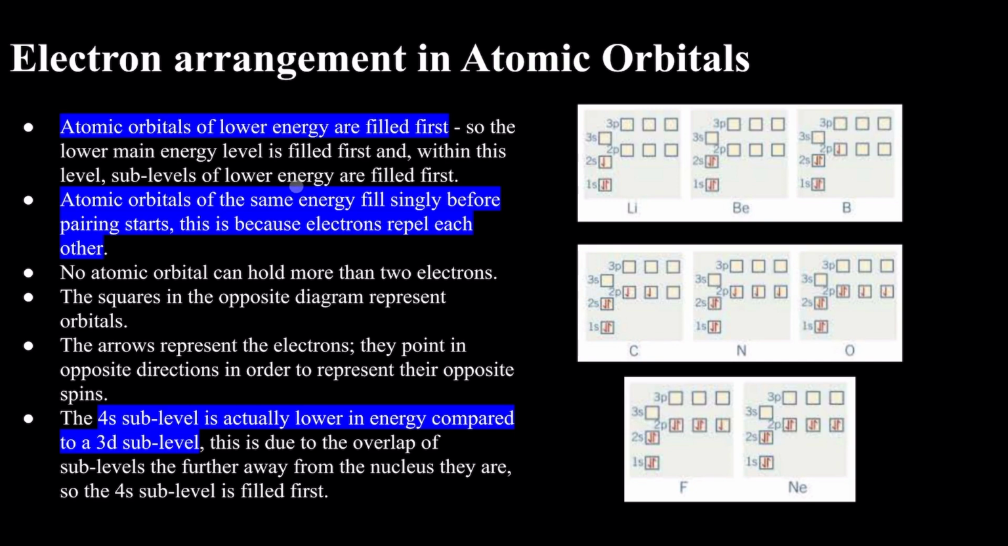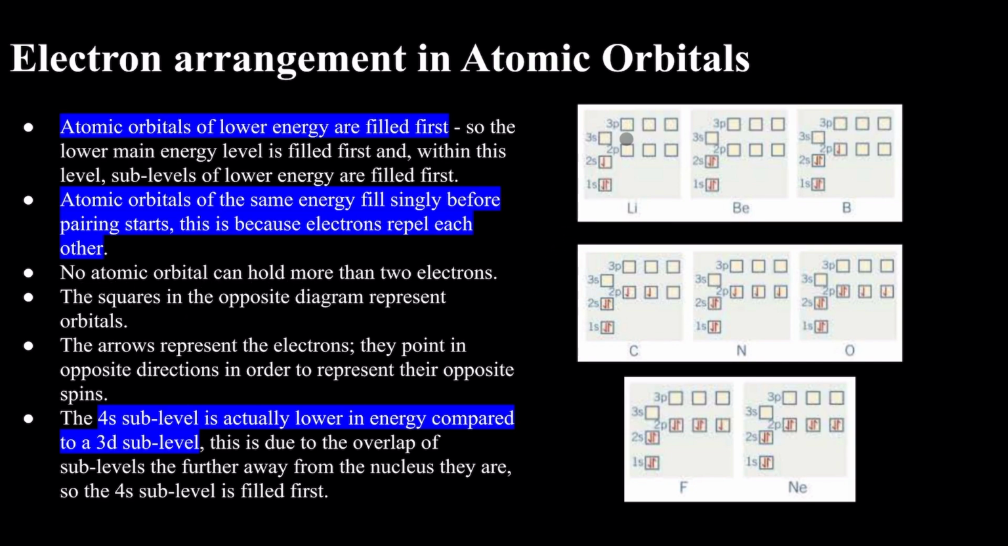The first main energy level is filled before the second and before the third, but also within the main energy levels, the s sub-level is filled before the p sub-level, which is filled before the d sub-level, and so on. Atomic orbitals of the same energy fill singly before pairing starts. This is because electrons repel each other due to electrostatic repulsion, because like charges repel, obviously. No atomic orbital can hold more than 2 electrons.